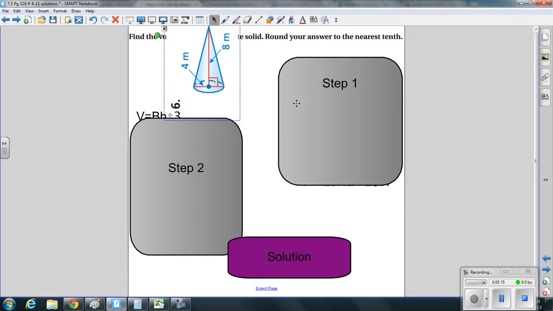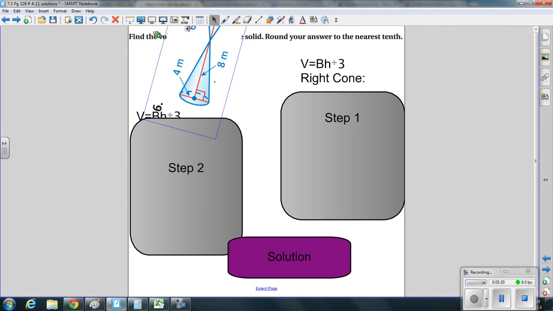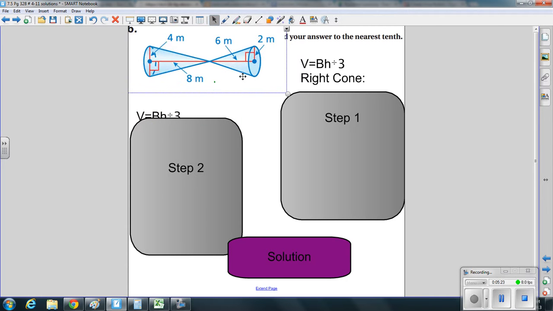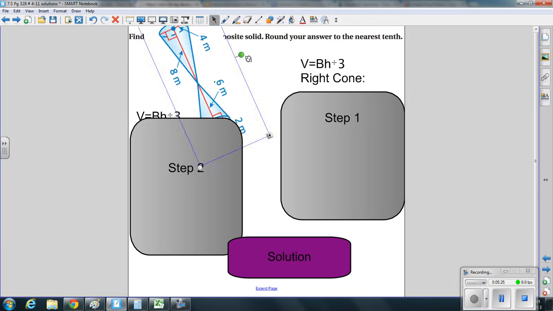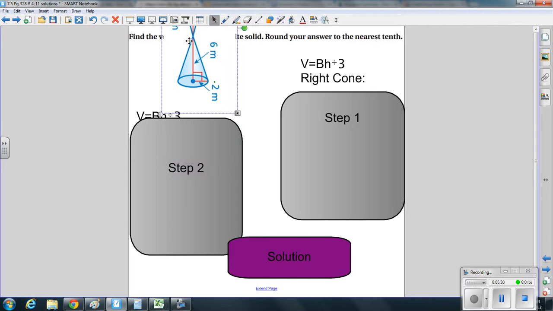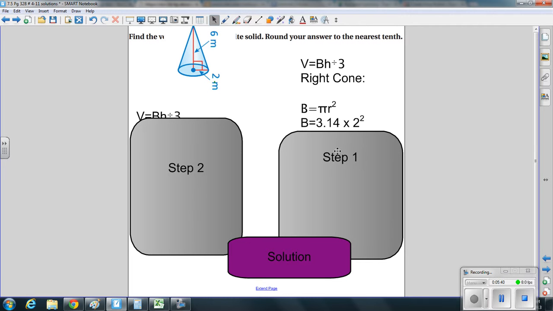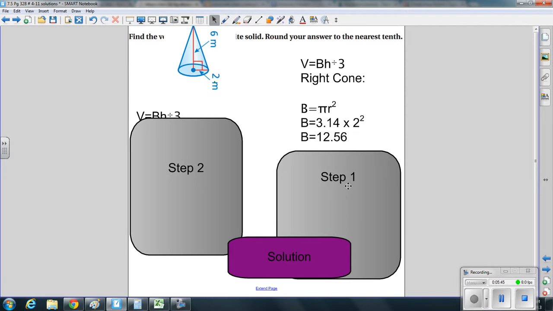All right, so to find the volume of a cone, it's area of the base times the height, and then divide by 3. So we're going to look at this one here first. Okay, so I'm going to turn this back to the top this way. And remember, to find area of the base, we do pi times radius squared. We take 3.14 times 2 squared, and that gives us a solution of 12.56. Please use your calculators and do the work with me.